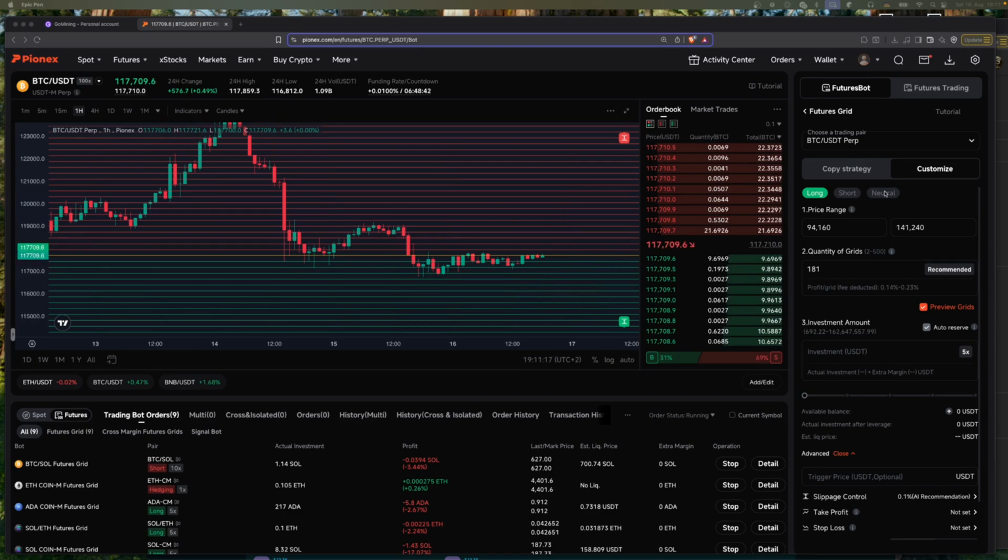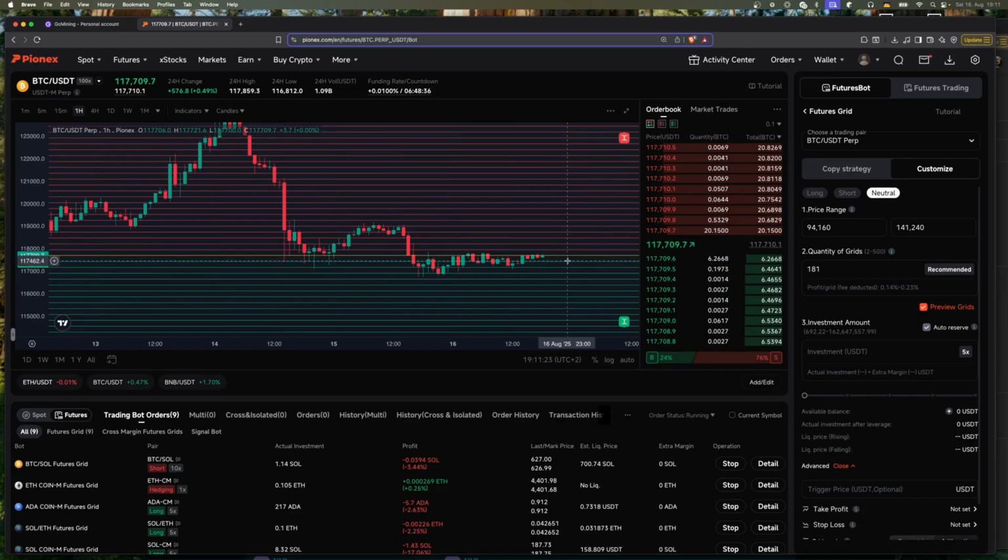And the last one is the neutral. The neutral basically is not opening any position initially and trades both ways. So what does it mean? It means if it just rips up, he sells here, he sells here, he sells here. So you're basically in a short position. If it comes down again, great. Then he buys back the short, buys back the short, buys back the short.